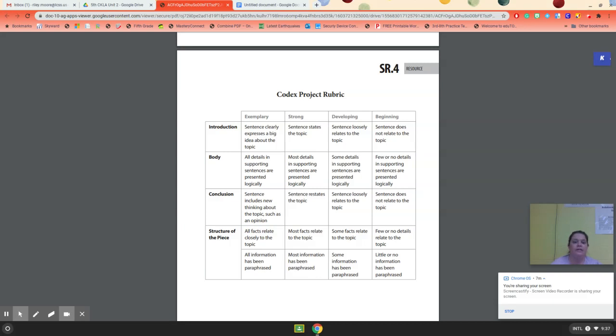Conclusion is a sentence that includes new thinking about the topic, such as an opinion. That would be your conclusion. This is something new. After you've read and done all this stuff for your topic, you are concluding your idea. Okay? You have given me a new way to think about something. For a strong, your sentence restates your topic. That would be a strong one. You just restate what you said in the beginning. The sentence loosely relates to the topic, or it doesn't relate at all, but we don't have to worry about that.